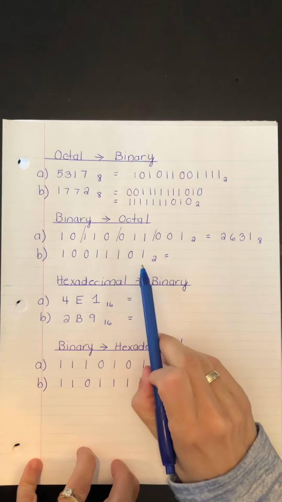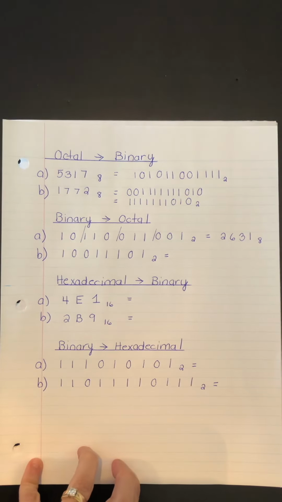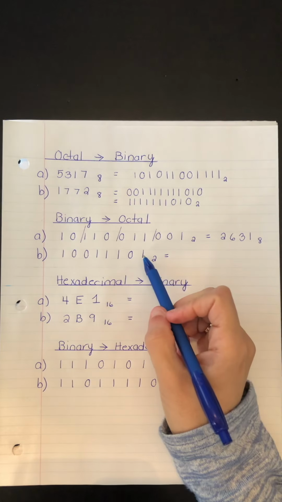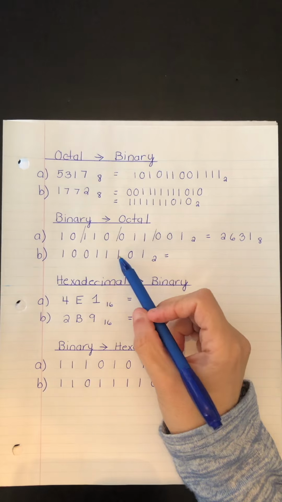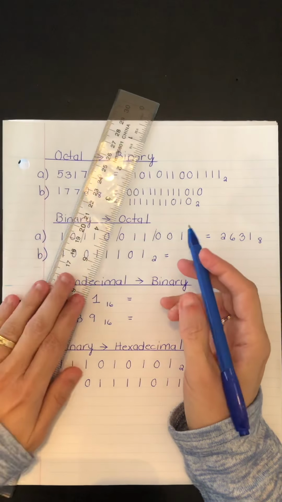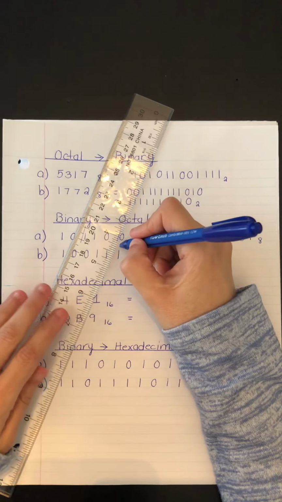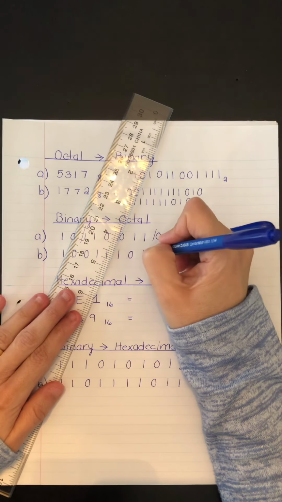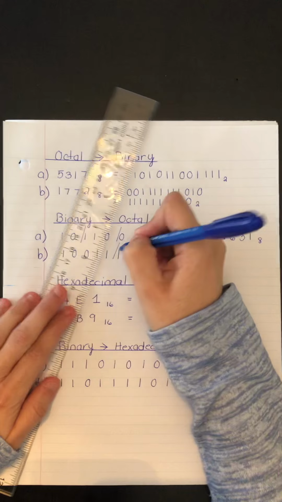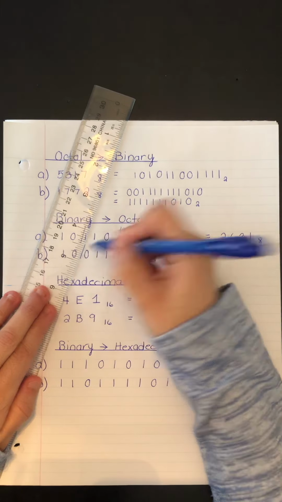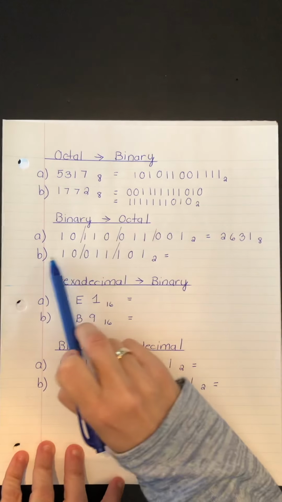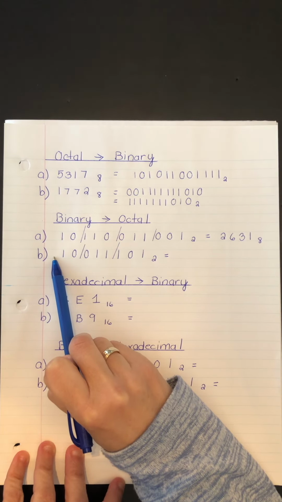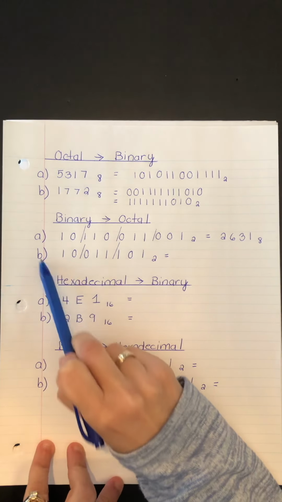Okay, exactly the same thing for the second example. Break it up into groups of 3, but start at the right-hand side in case there are 1 or 2 leading zeros. So group of 3, group of 3. And again, if this is a group of 3, it means 10 is implied here. So now we look up these little groupings.